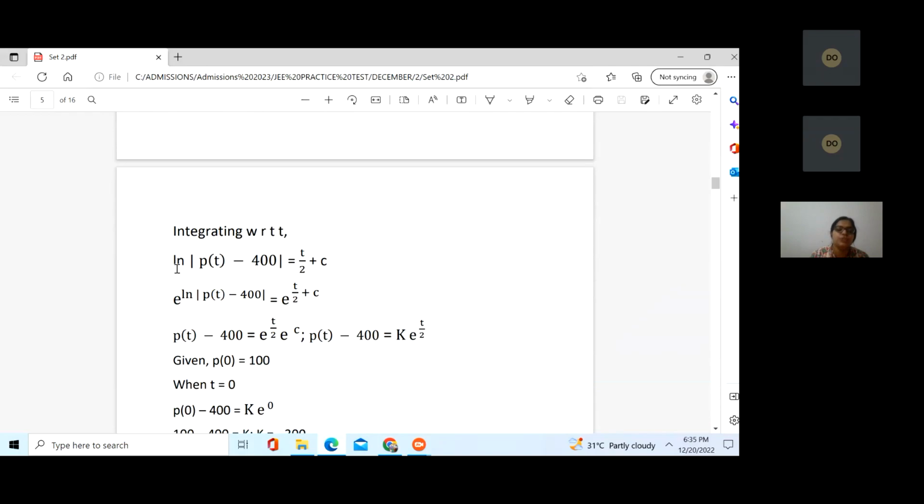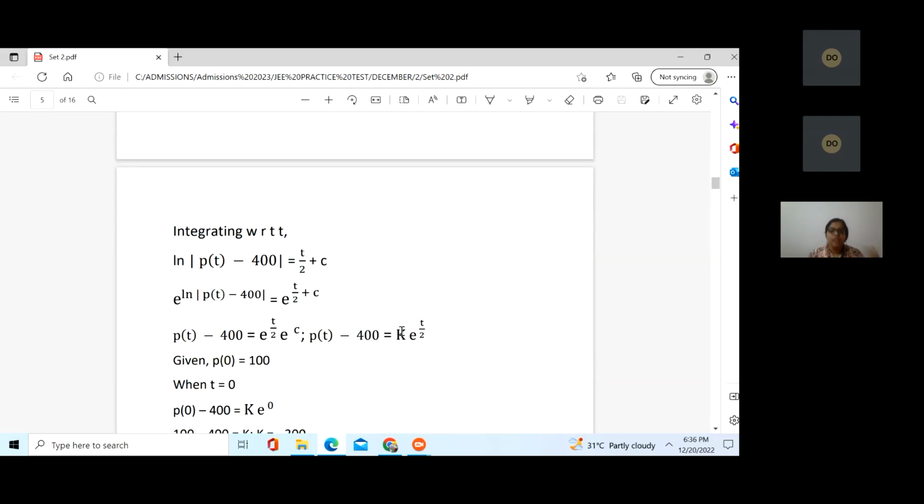Now I need to remove the log, so I can take the exponential. I can write e raised to ln of (p(t) minus 400) is equal to e raised to (t by 2 plus c). Here I can use the formula x raised to (m plus n), so this is e raised to t by 2 multiplied by e raised to c. E and ln will get cancelled and I'll have p(t) minus 400 equal to e raised to t by 2 into e raised to c. Now I'm going to substitute e raised to c as the value k.